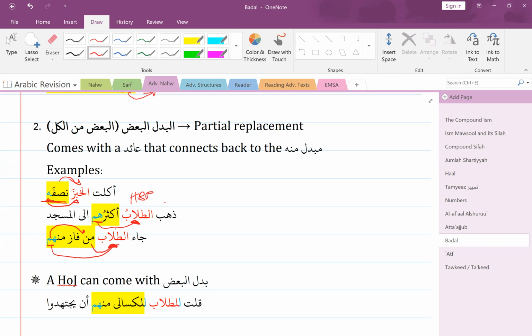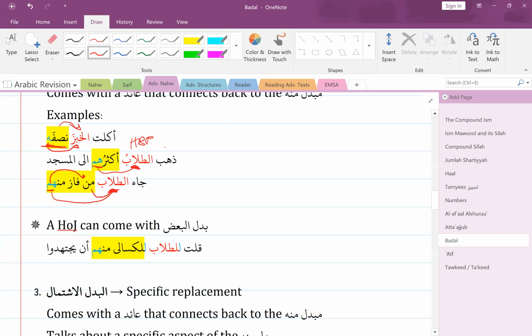Who came? The students who passed, the student who passed amongst them came. Not all the students in the class, but only those who passed, who excelled amongst them came. I hope that's clear. Okay, so it just basically signifies a portion.